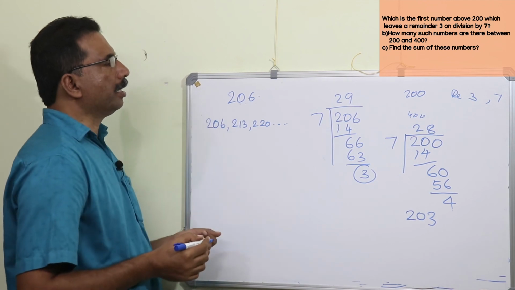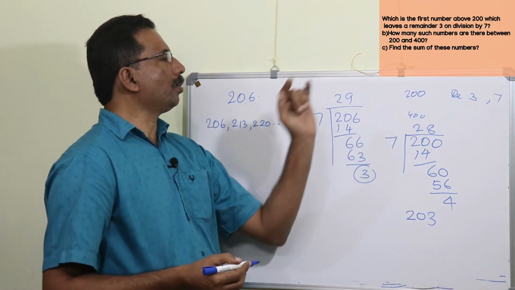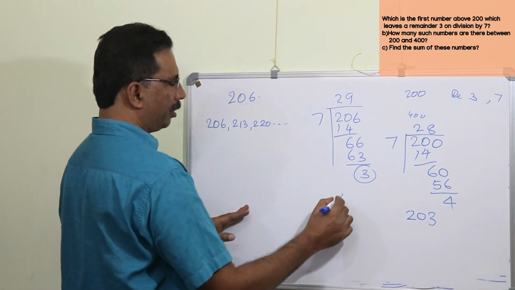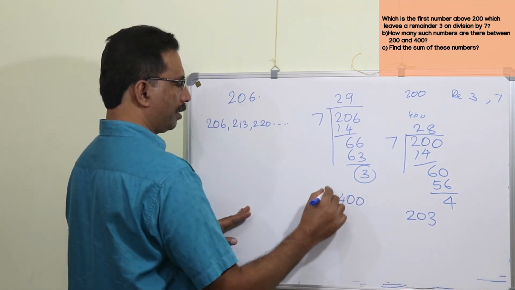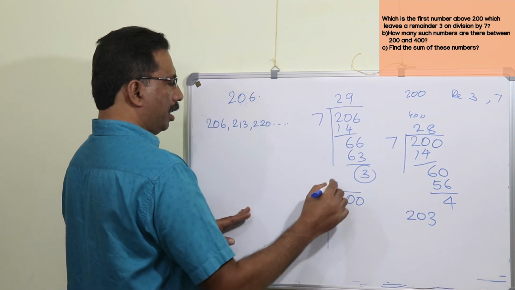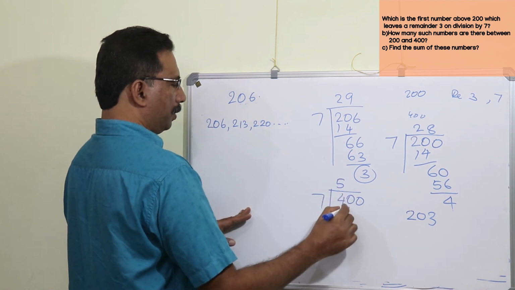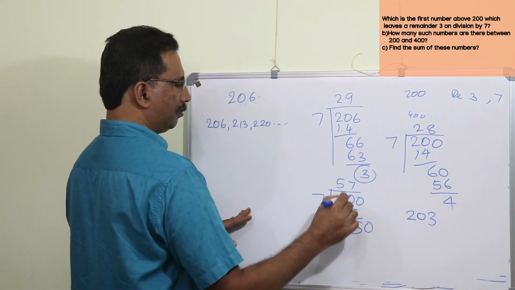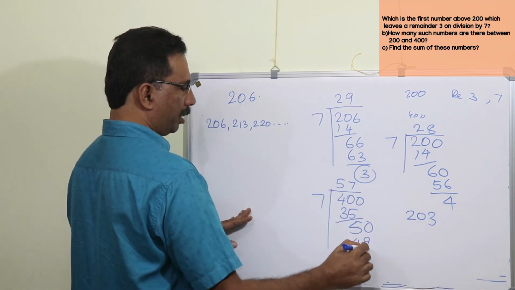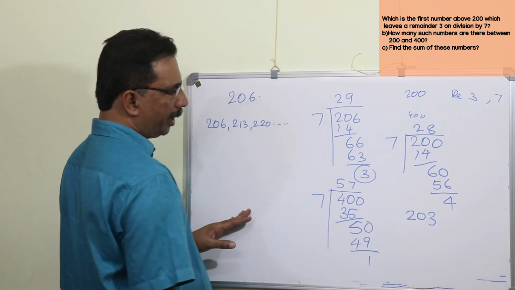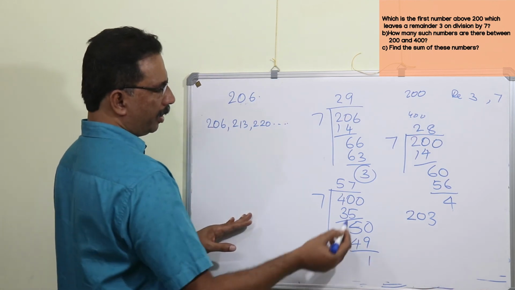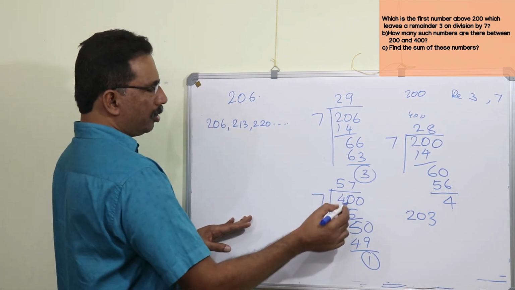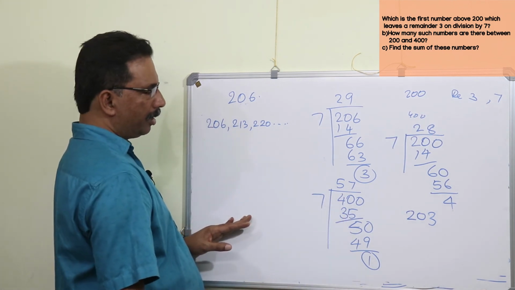ഇതിൻ്റെ സെക്കൻഡ് പാർട്ട് 200നും 400നും ഇടയ്ക്ക് ഇങ്ങനെയുള്ള എത്ര നമ്പേഴ്സ് ഉണ്ട്? അപ്പോൾ 400നെ ഒന്ന് ഡിവൈഡ് ചെയ്ത് നോക്കാം. 400 7 കൊണ്ട് ഡിവൈഡ് ചെയ്യുമ്പോൾ 35, 5, 50. അപ്പം 7, 7, 49. റിമൈൻഡർ 1 കിട്ടുന്നത്. നമുക്ക് വേണ്ടത് അതായത് 399 എന്ന് പറയുന്നത് 7ൻ്റെ ഒരു മൾട്ടിപ്പിളാണ്.